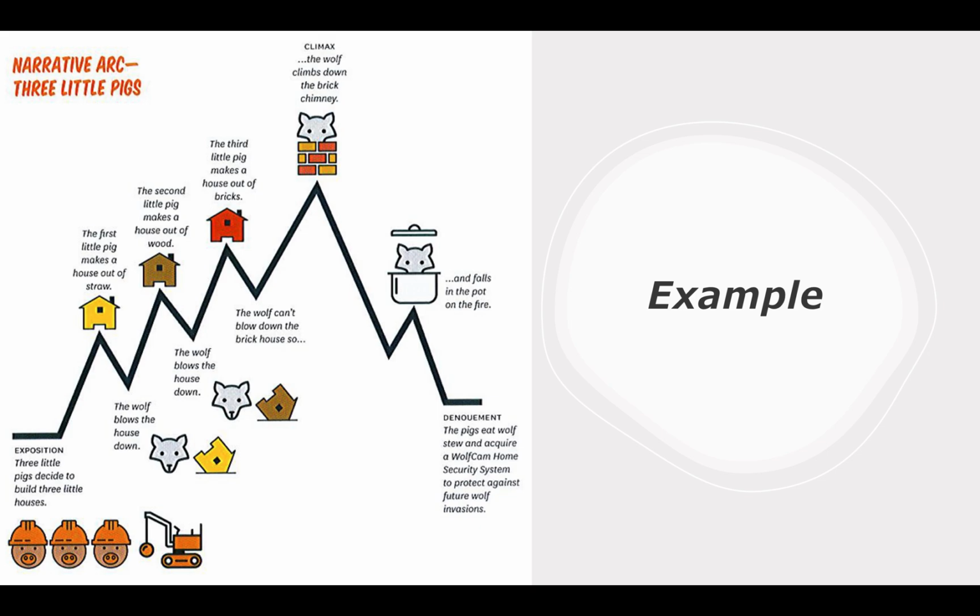The wolf cannot blow down the brick house. So he climbs in through the chimney. And so that is our crisis and our climax. He's figured out a way around it. And in our dénouement, oops, he falls into a pot on the fire, and then they can eat him. Or in Alan Lupton's version, they acquire a Wolfcam home security system and they protect against future wolf invasions. A little bit different from Grimm's.